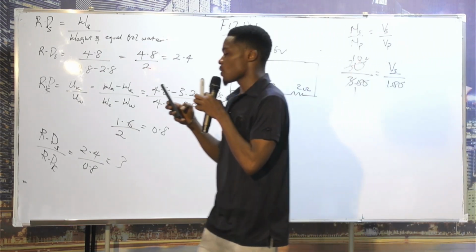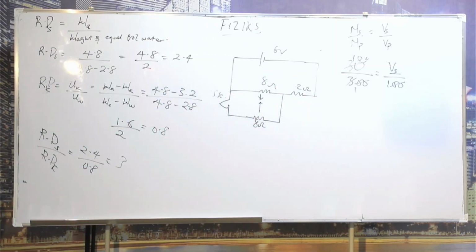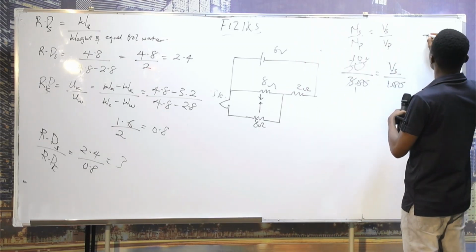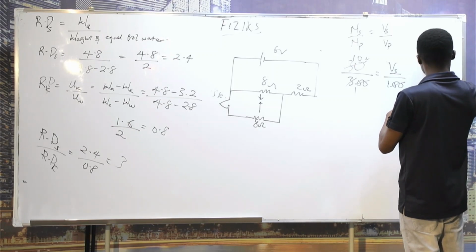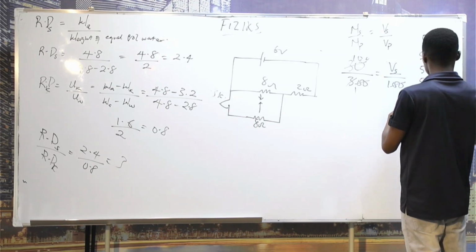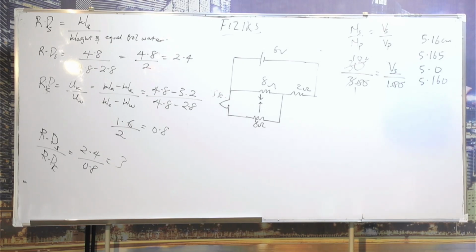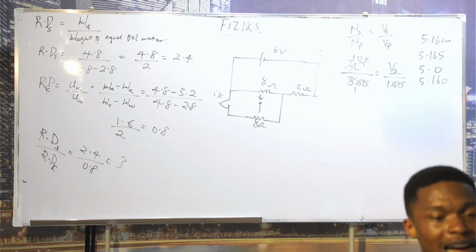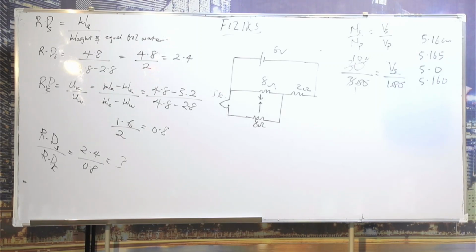Next question: one of the following readings represents the measurement of the length of a metal rod using vernier calipers. Taking the reading accuracy into consideration, the most likely one is what? Our answer should be A, because whether vernier caliper or meter rule, they are recorded in 2 decimal places. Very important.